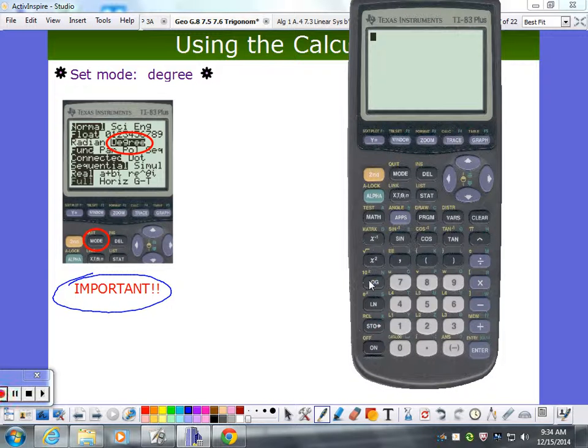it on, is you're going to press the mode button. Okay, so see that mode button? It's right next to the second button. So press the mode button.